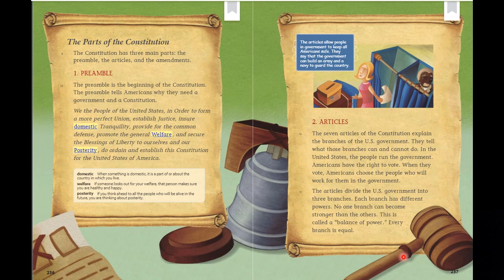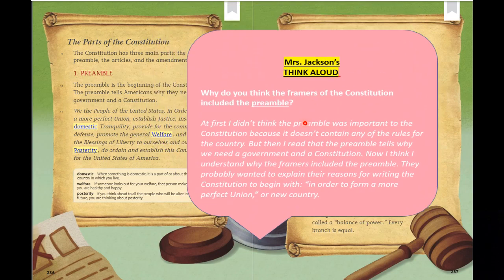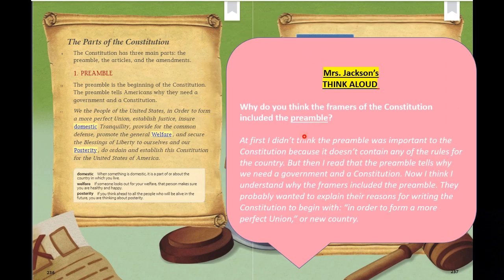The Articles allow people and government to keep all Americans safe. They say that the government can build an army and a navy to guard the country. 2. Articles. The 7 Articles of the Constitution explain the branches of the U.S. government. They tell what those branches can and cannot do.